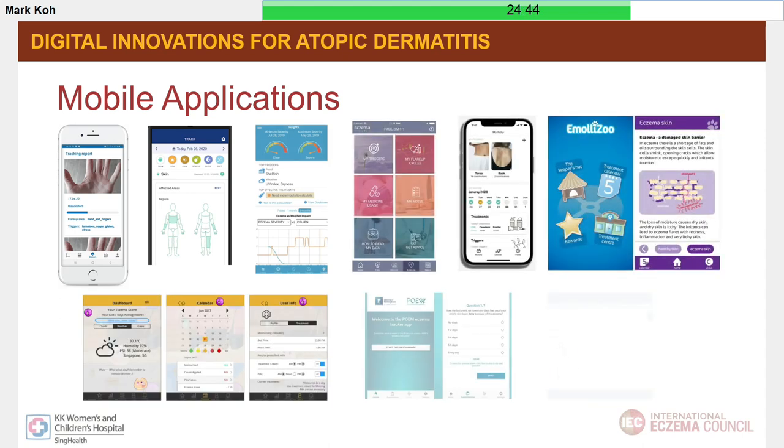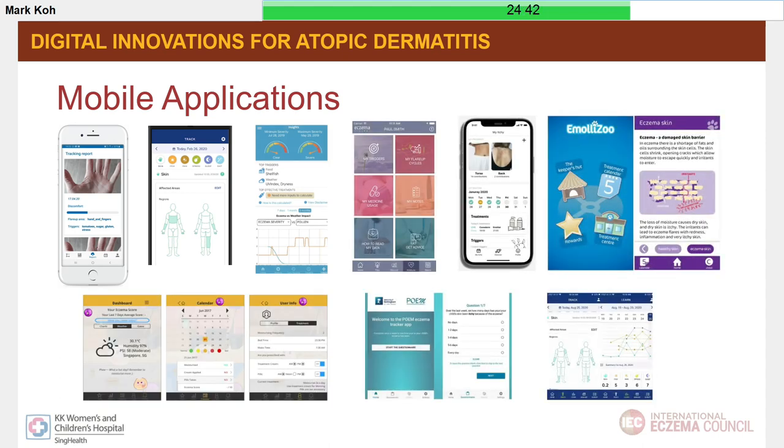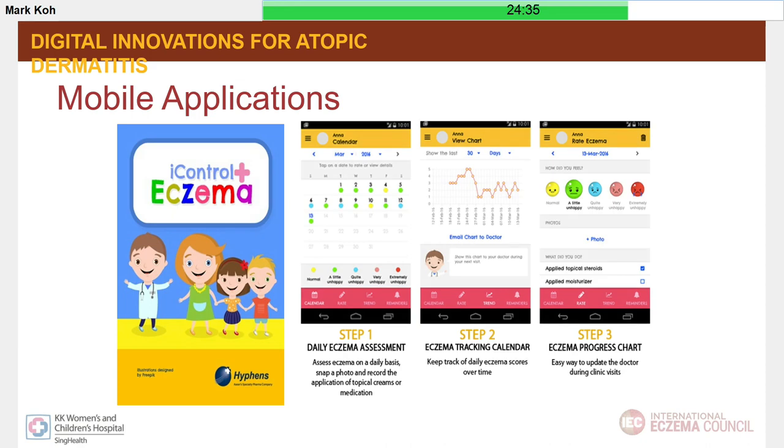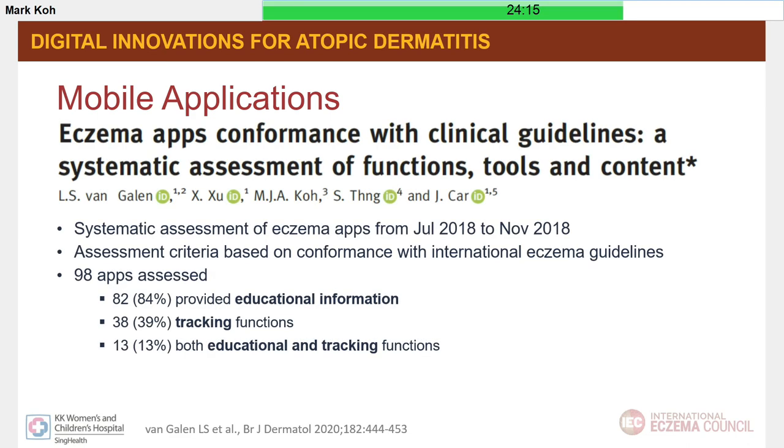Mobile applications, we've got a lot of mobile applications out there. And there are a lot of mobile applications for atopic dermatitis. We came up with one quite a few years ago, where we got patients to put in their score on a daily basis. What we found is that very few patients actually used it because there was no feedback to them. All they did was put the severity of their eczema on that day into the app, but there was no feedback to tell them what they should do. So it failed, but we are developing new mobile apps.